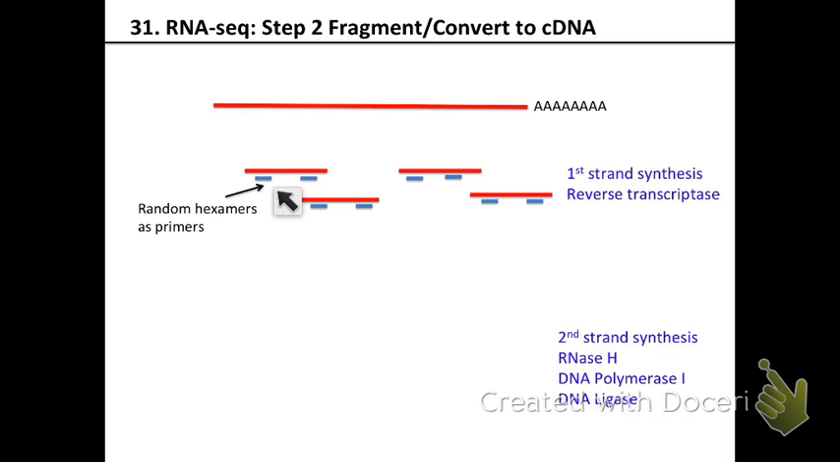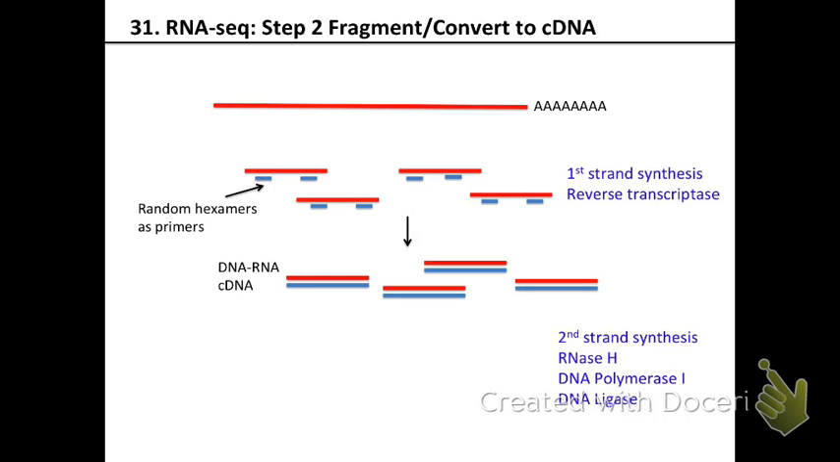Once you have your random hexamers hybridized, these will serve as a primer for your reverse transcriptase. So you use a reverse transcriptase to do your first strand synthesis, using these random hexamers. After the reverse transcription, you're going to have a DNA-RNA molecule. That's your first strand synthesis, your cDNA. Then, for sequencing purposes like Illumina, you have to start with double-stranded DNA. So we need to convert this to double-stranded DNA.